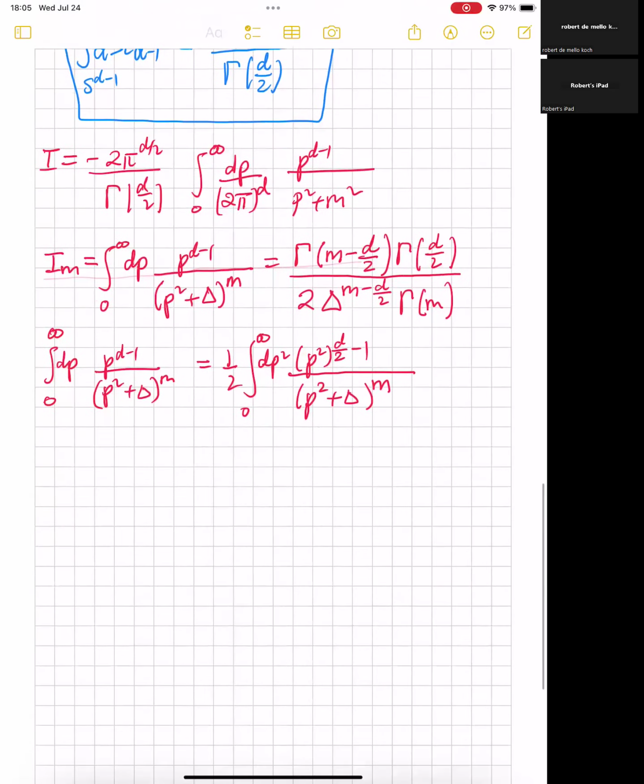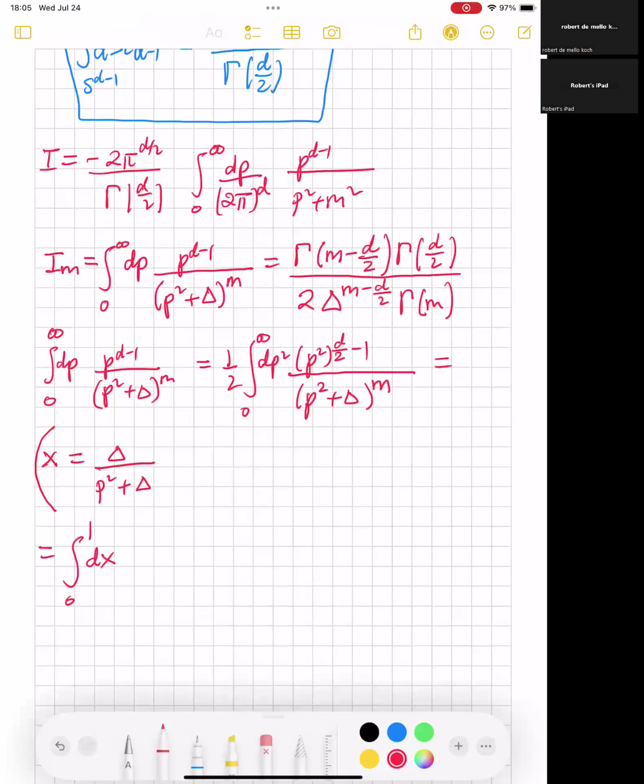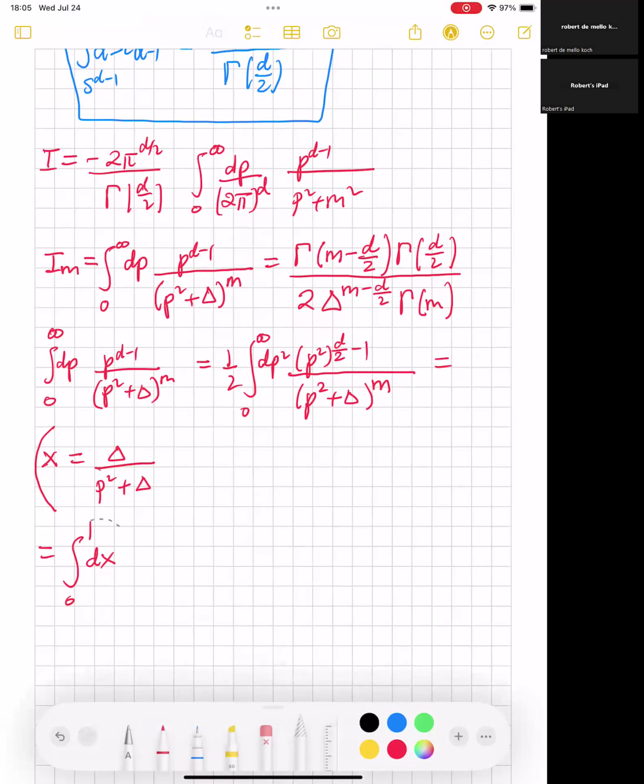And now we're going to change variables. We're going to say x is equal to delta over p squared plus delta. So p squared ran from 0 to infinity. When p squared is 0, x is 1. When p squared is infinity, x is 0. So the integral over x, okay, this is an aside. We're going to get an integral dx from 0 to 1, okay? And you should do this whole integral very carefully.